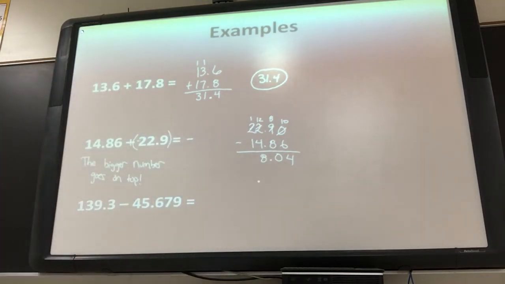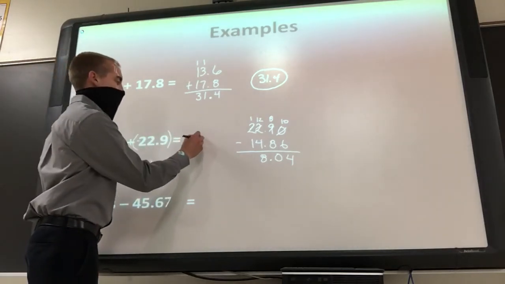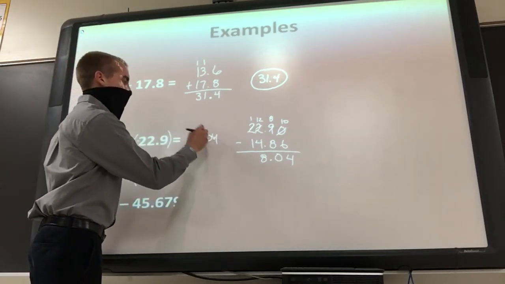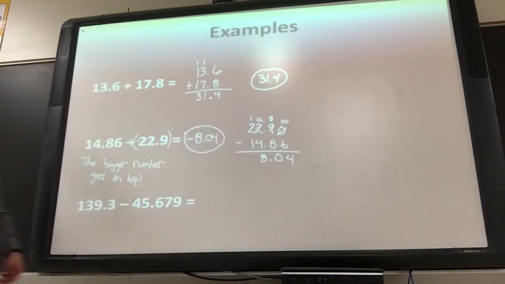When we're done subtracting, we get 8.04. So our answer is going to be negative 8.04.